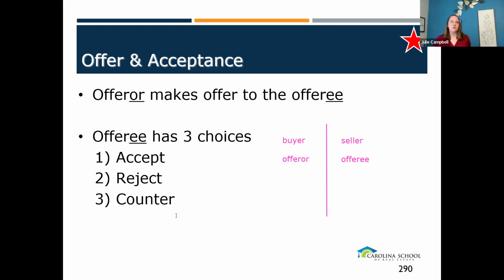The seller has three choices. They can accept it, reject it, or counter it. If they counter it, the roles reverse. A counter offer reverses the roles. Now we have the seller making an offer, a brand new offer, to the buyer. The offeror being the seller now, the offeree being the buyer.